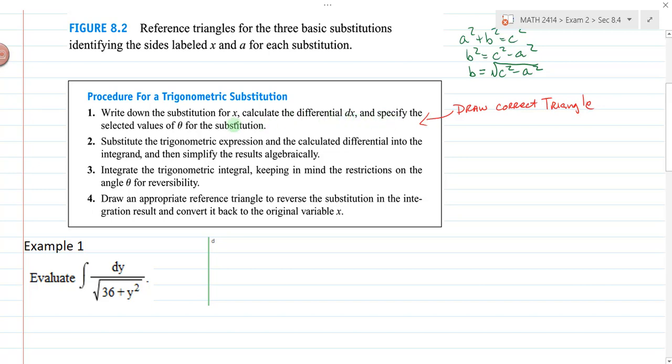Once we solve for x, we find dx by taking the derivative of x. So we write x in terms of theta, and then that's going to give us a d theta to plug in place of the dx. We're going to substitute the trigonometric expression and the calculated differential into the integrand, and then simplify the results algebraically, and then we integrate the trig integral, keeping in mind the restrictions on the angle for the reversibility. Then we're going to draw an appropriate reference triangle to reverse substitution. I use the same triangle for both the substitution and the reverse substitution. So your first step is always going to be to draw a triangle.